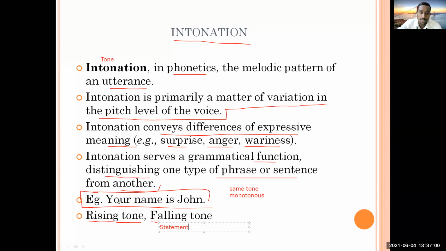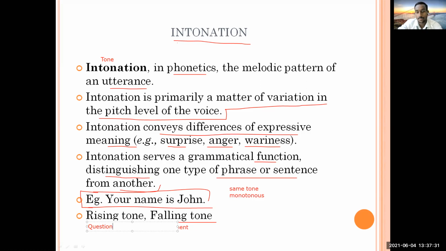Now if I am going to ask like this, your name is John? Do you get the same meaning here now? No, sir. What meaning do you get here now? Question. Asking a question. Yes, asking a question. Right now here, you are asking that person, is your name John? But it is not in question format. Here you just change the tone of voice and it has become a question.